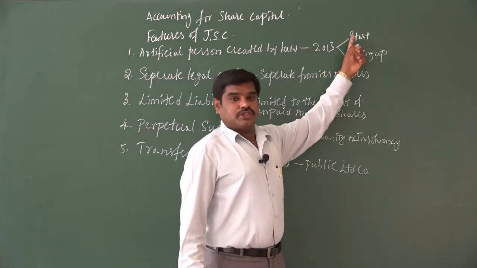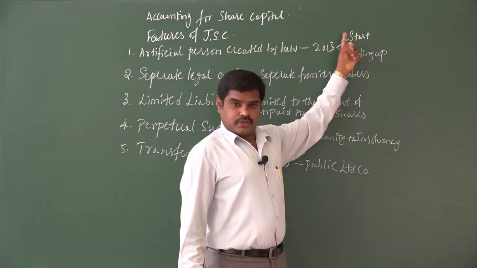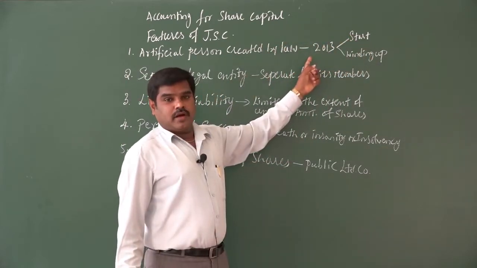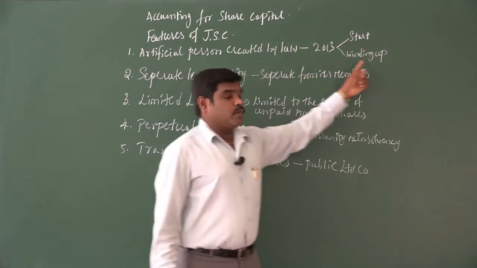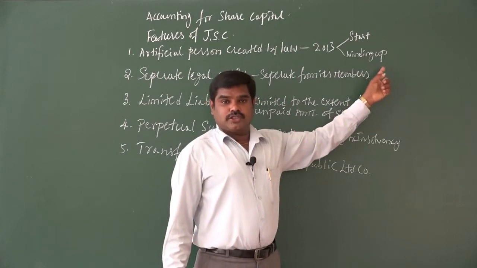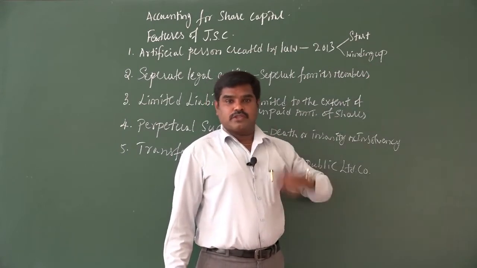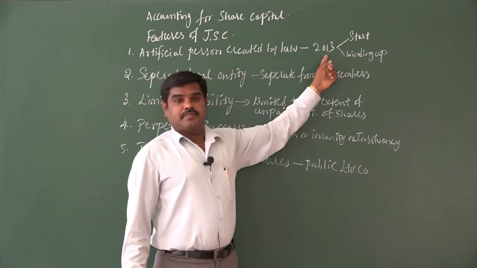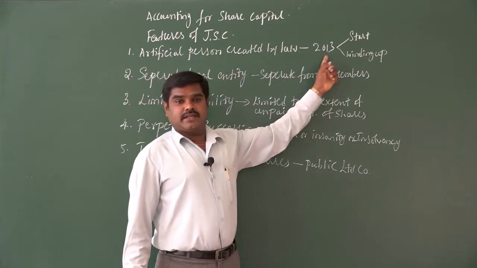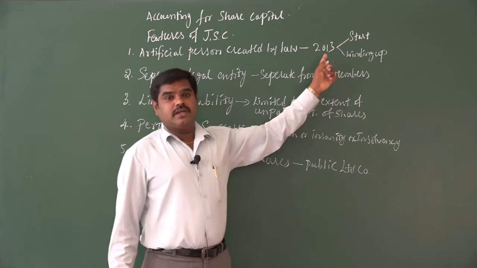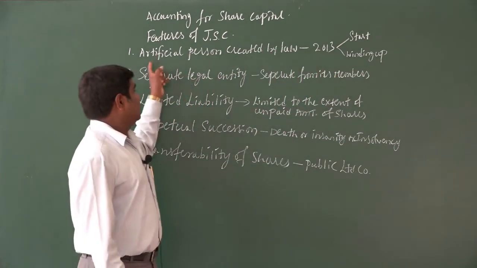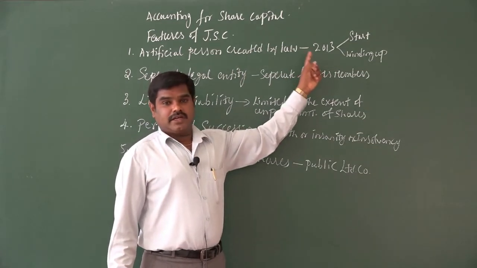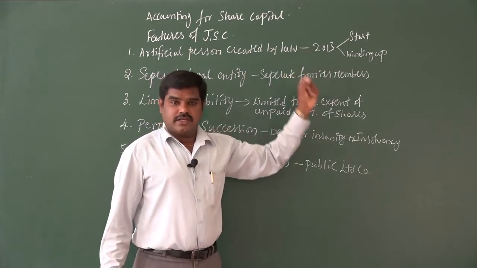To start a company, it has to go as per the law, the Companies Act. Even for winding up, even to close, if any company wants to close, they have to follow the rules and regulations prescribed by the Companies Act, whether it is 1956 or 2013. So it is an artificial person created by law, registered under the Companies Act of 2013.